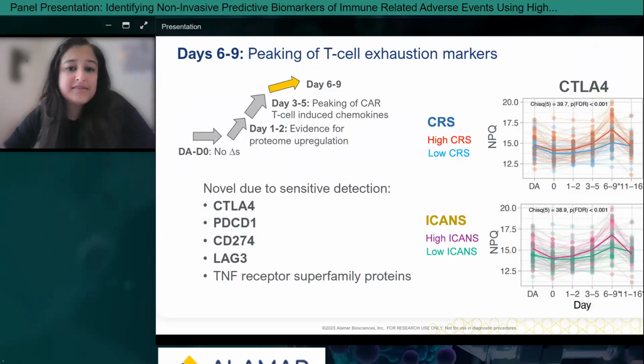This finding further underscores the sensitivity of the NULISA platform because these markers have been very challenging to detect in circulation. But with the high sensitivity of the NULISA technology, we can now identify these markers associated with high CRS and high ICANS and start to unravel some of the key biological processes that are mediating these events.